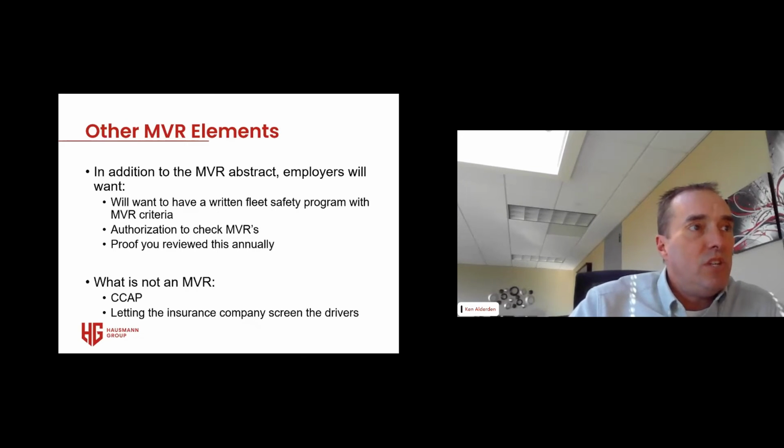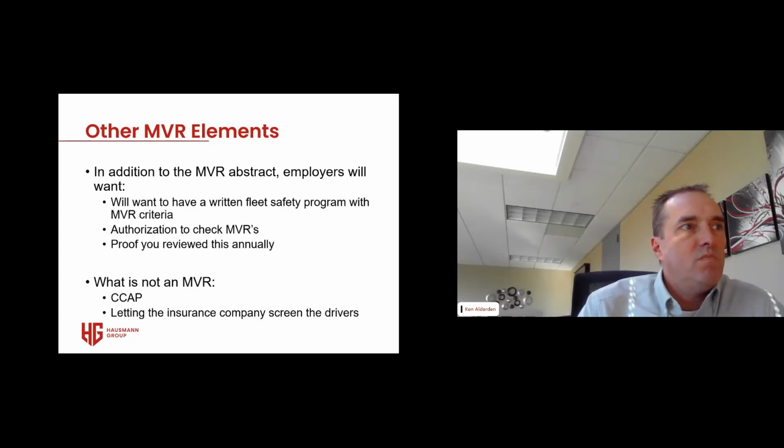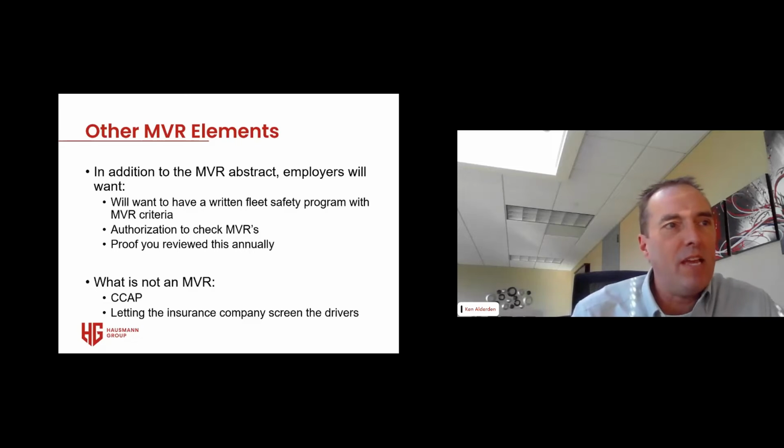In addition, I guess there's a couple other things here. In addition to just getting a copy of that driving abstract, I'm going to suggest that you also have a written fleet safety program that spells out when personal use is allowed, and whether it's allowed with family members or anybody else that's allowed to drive for you. Part of that is also an authorization to check driving records. They sign off on a form that says that you recognize that you're going to be checking my driving records for employment purposes, and there's some other language. Again, it's in that sample packet. Keep a copy of that in the driver file. It's good information to have.